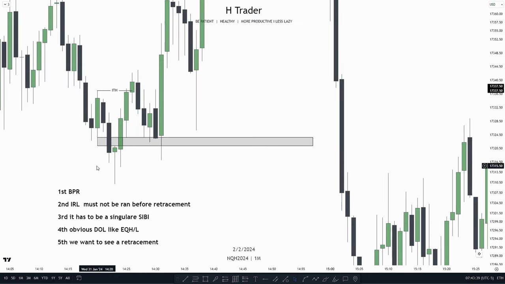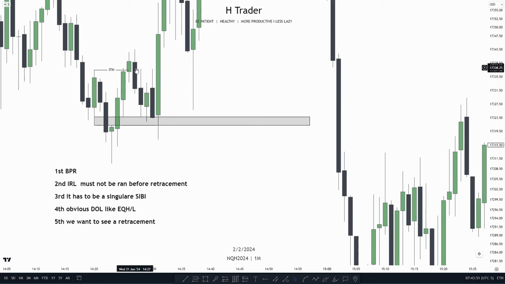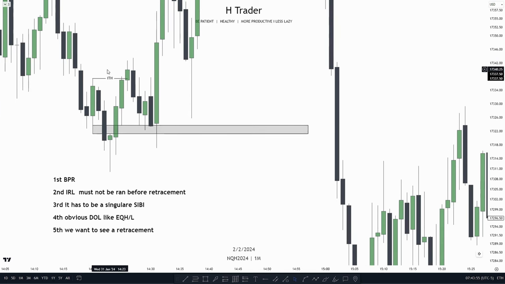So now let's talk about some of the criteria we want for this model. So the first one, we want to see a balanced price range, of course, which we have right here. Second, internal range liquidity must not be ran before we make the retracement. So in this case, we see the price takes out the internal range liquidity, but in this case, it's an intermediate term high. And when price takes out intermediate term highs, it also gives a confirmation that price is probably going to be willing to go higher.